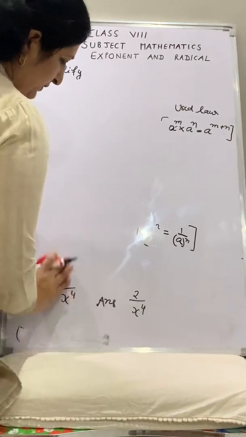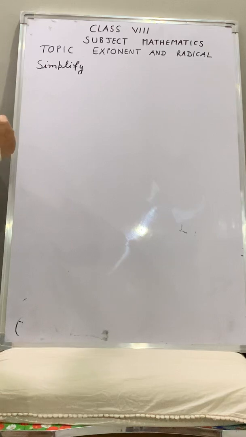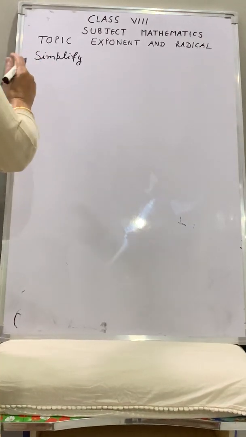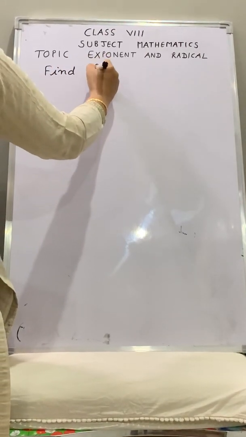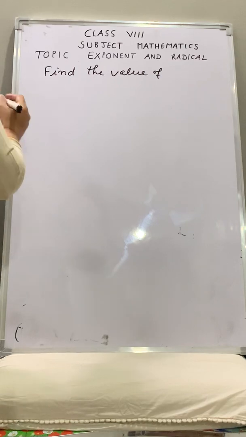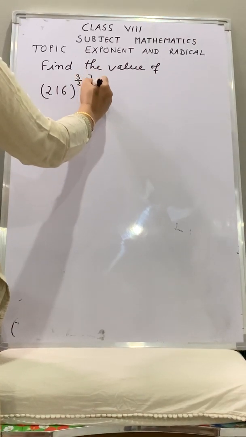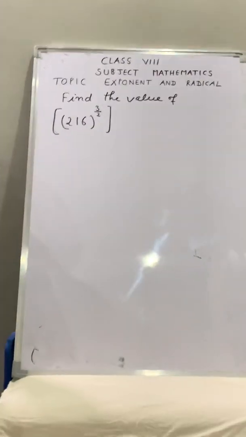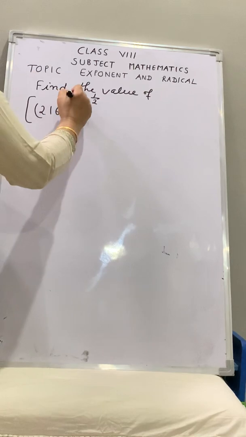Next is, find the value of. First is 216 raised to power 2 by 3, whole power 1 by 2.